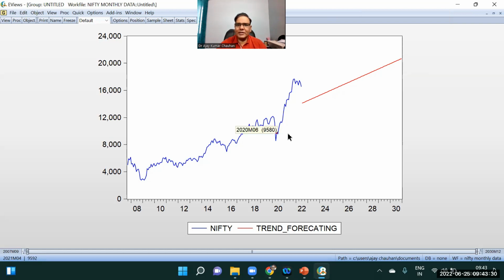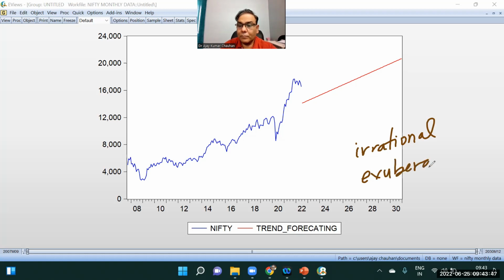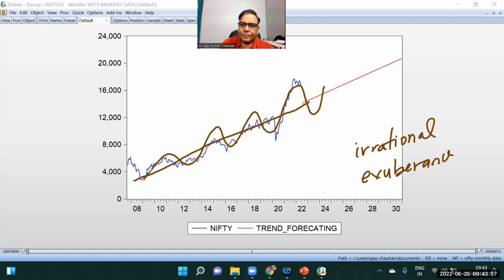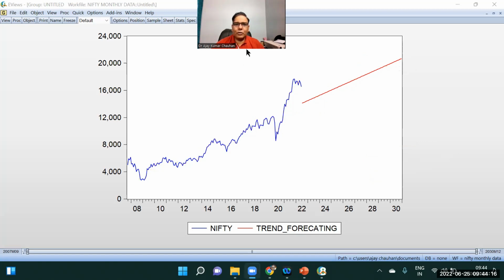Because in finance, there is a concept called irrational exuberance. Let me write the word. What irrational exuberance says is that the market may move up in the long term, it is fine, but it will move like this. So you must know the average value of the series and when there is a possibility of bounce back and when there is a possibility of drop down. This can also be identified by this concept. So this is called trend forecasting.